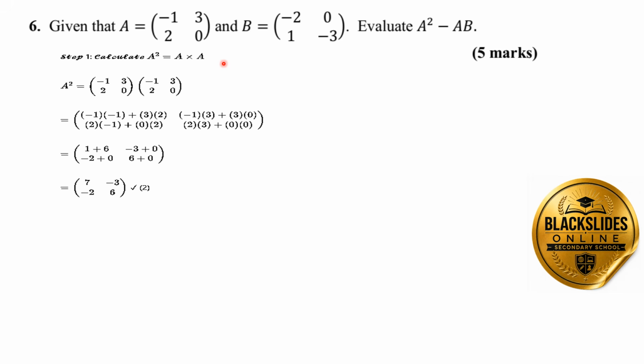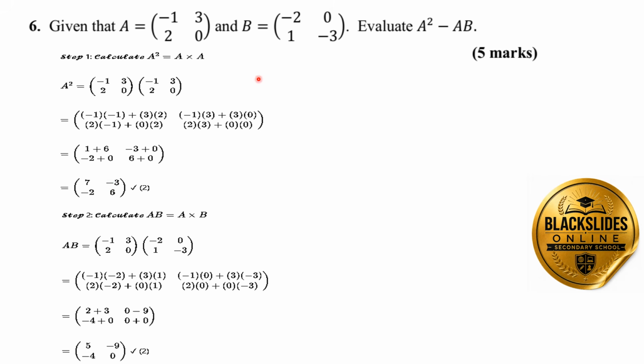So first of all, we need to work out A squared. A squared means A times A. So multiplying this matrix by itself, showing working throughout, 1 multiplied by minus 1, minus 1 multiplied by minus 1 is this one here, and 2 multiplied by minus 1 is this one here. You add this to 3 times 2, and then 0 multiplied by 2. You get that. Just go through this, applying the methods of multiplying matrices. A squared will give you this matrix.